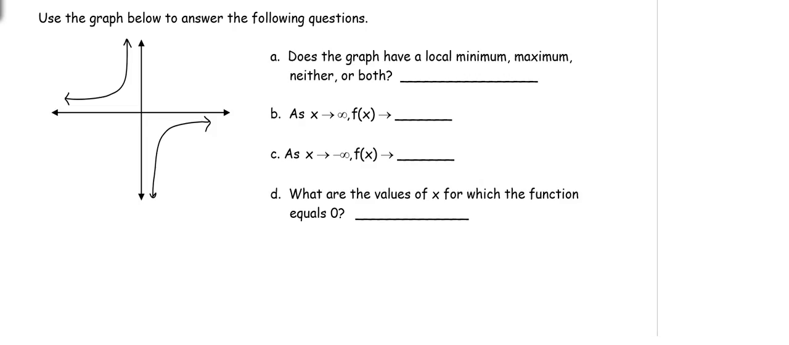Use the graph below to answer the following question. Does this graph have a local max, local min, both, or neither? Well, we don't see a peak or a valley, so this is going to be a neither.